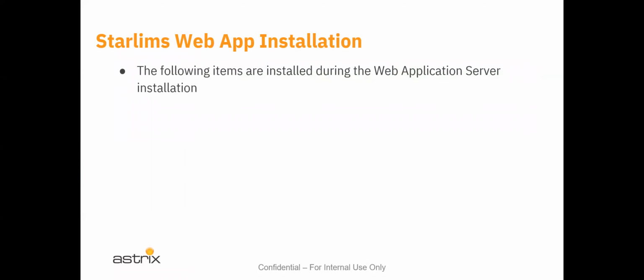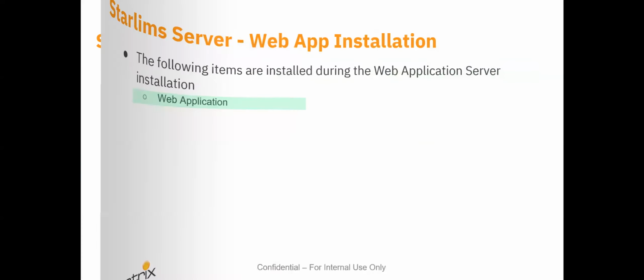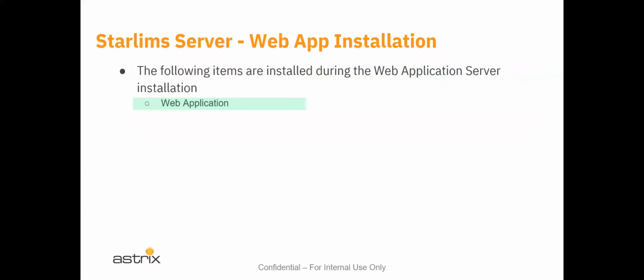So during the installation of the app server, the following components are installed. The web application itself, the STARLIMS management console. I spoke a little bit about this earlier in the architecture. There's the MMC, the management console, Microsoft Management Console.